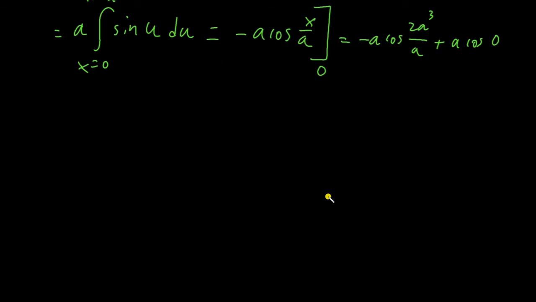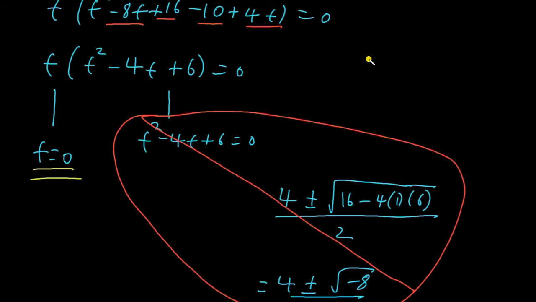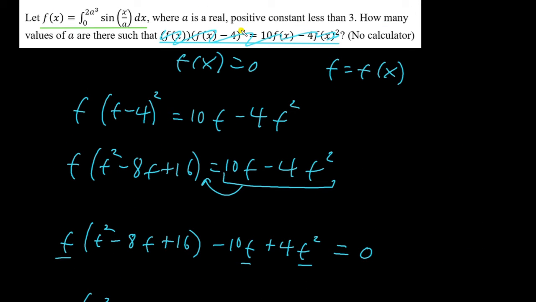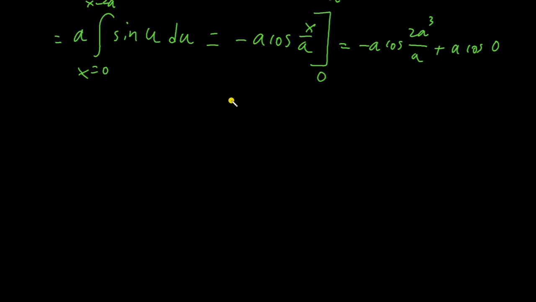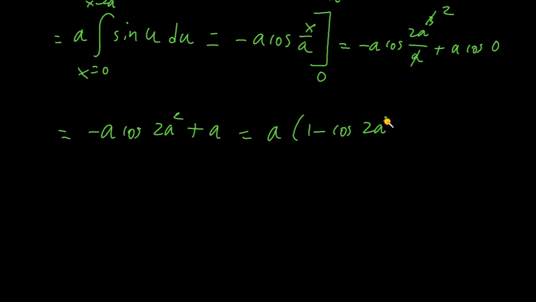Okay, we can simplify this. Since at the very beginning of the problem we said a is a real positive constant less than 3, that means a is greater than 0. So if we cancel an a here and an a here, we're not going to be dividing by 0. That means we'll have negative a cosine of 2a squared plus a cosine of 0, which is just 1, so this is just a. Finally, I'll factor an a out, and I'll get a times 1 minus cosine of 2a squared.